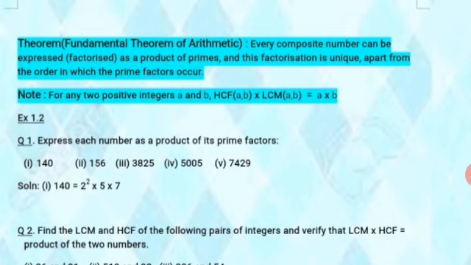1.2. Question number 1. Express each number as a product of its prime factors. So now this is already known to you. Still one example is solved. The very first sub question 140, it is 2 into 2 into 5 into 7. So 2 into 2 is written as 2 square, that you know. This is how you have to try solving the other 4 sub questions also.